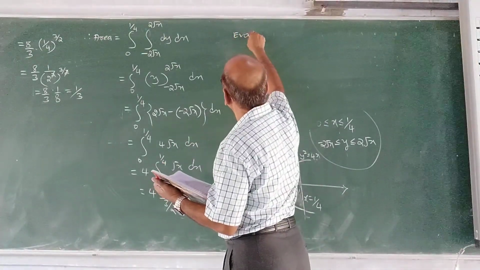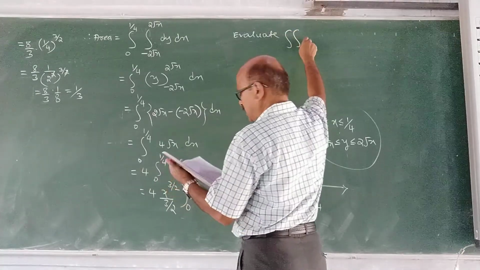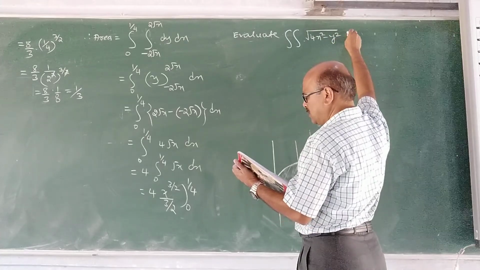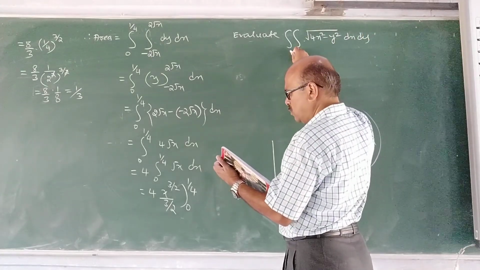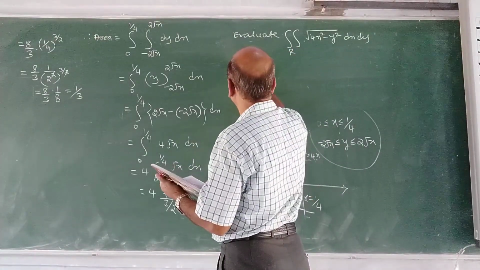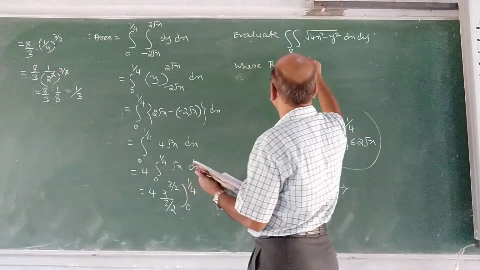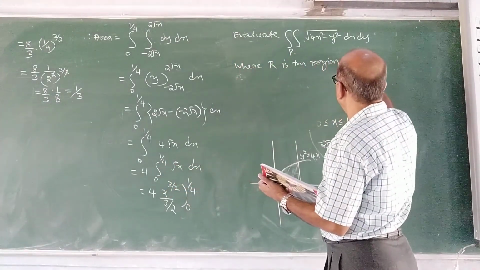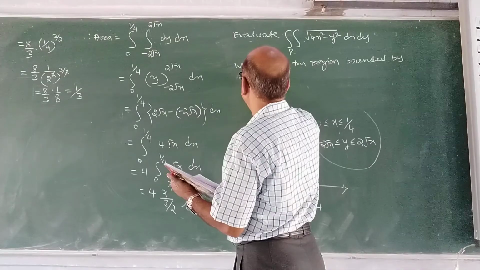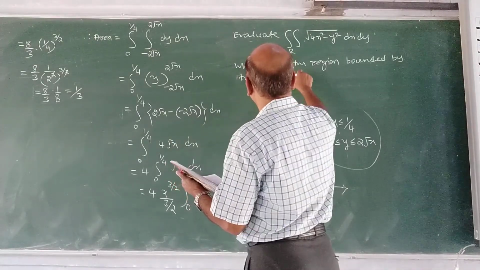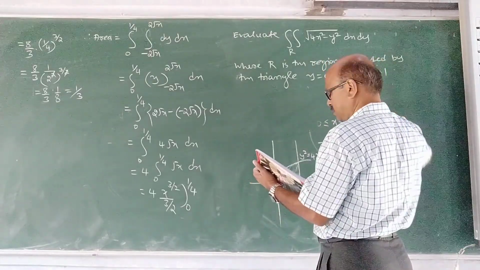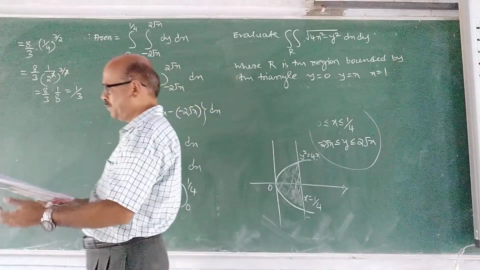Evaluate the double integral of square root of 4x squared minus y squared dx dy over the region R, where capital R is the region bounded by the triangle bounded by y is 0, y is equal to x, x equal to 1.